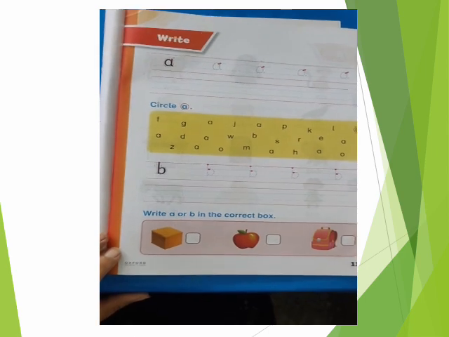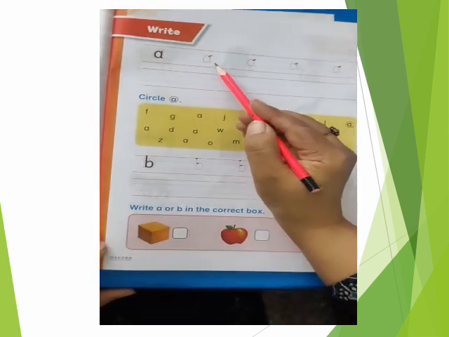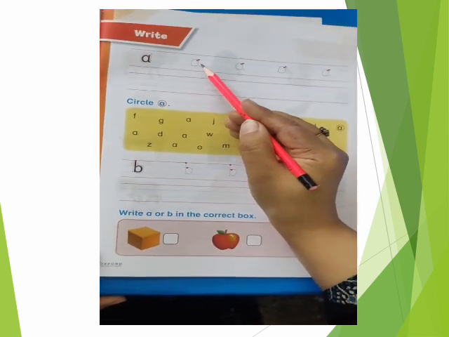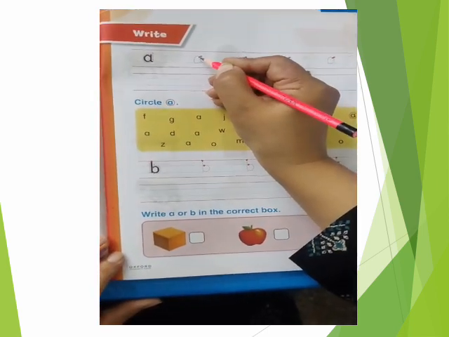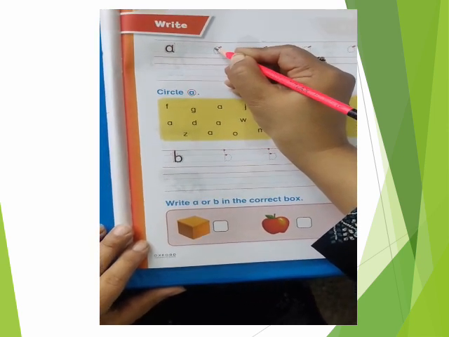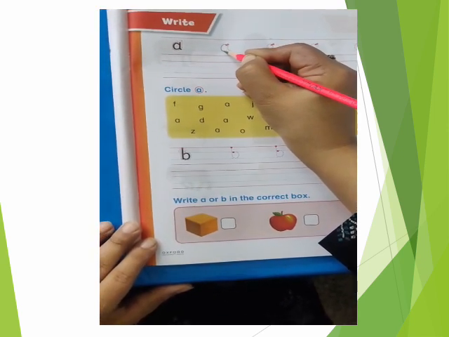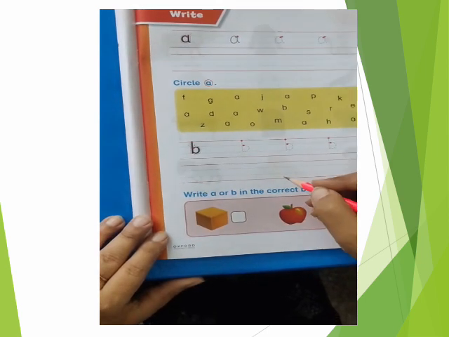We have to write A in the first line. There, as you see, there are dots in the first line. You have to just join all these dots and make A. We start with the red dot and join all the dots carefully and make A. Okay.